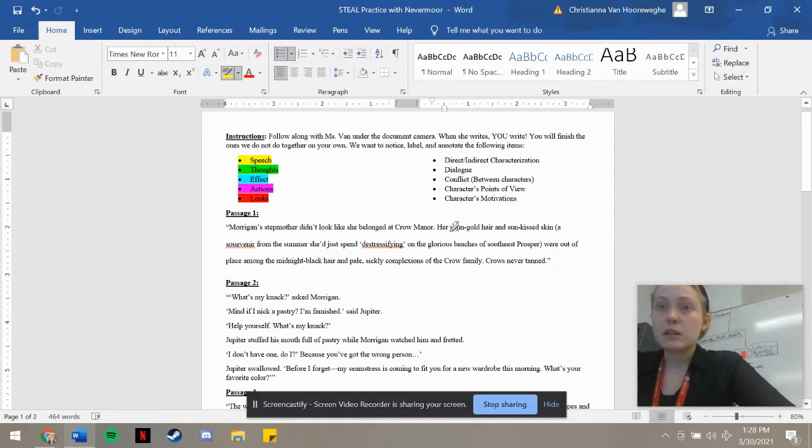So let's look for our speech, thoughts, effect, actions, and looks here. In this case here, I remember seeing the spun gold hair and the sun-kissed skin. These are specific descriptions of the character, in this case, the stepmother's looks. She has spun gold hair, meaning her hair is gold and blonde, and sun-kissed skin, maybe she's a little tan, a little pink. And then we see the description of the crows as having midnight black hair and pale, sickly complexions, and that crows never tan. These are more descriptions of looks, and the descriptions of the looks should be in red here. My apologies. We don't necessarily see any speech.